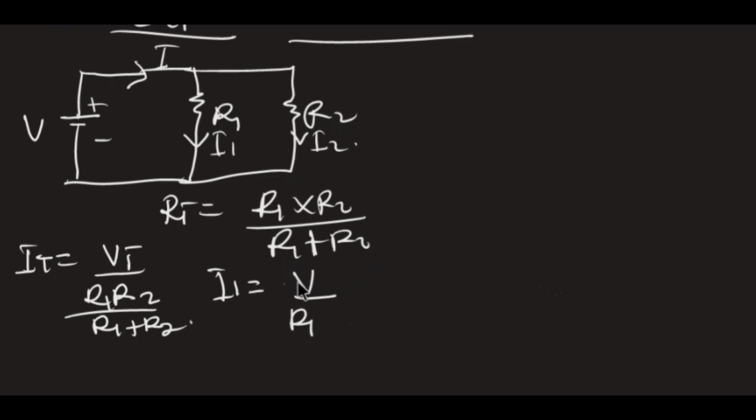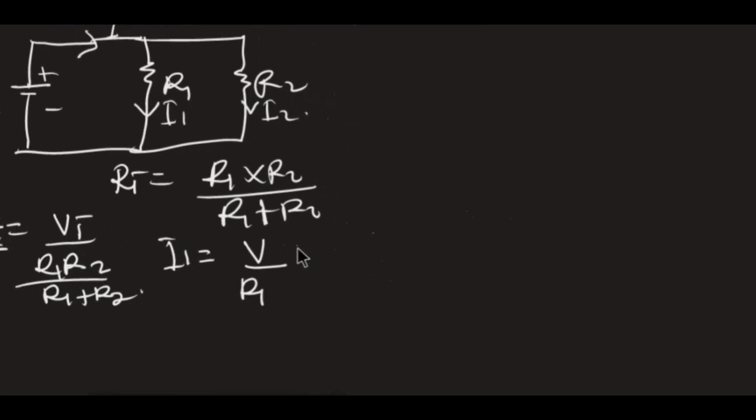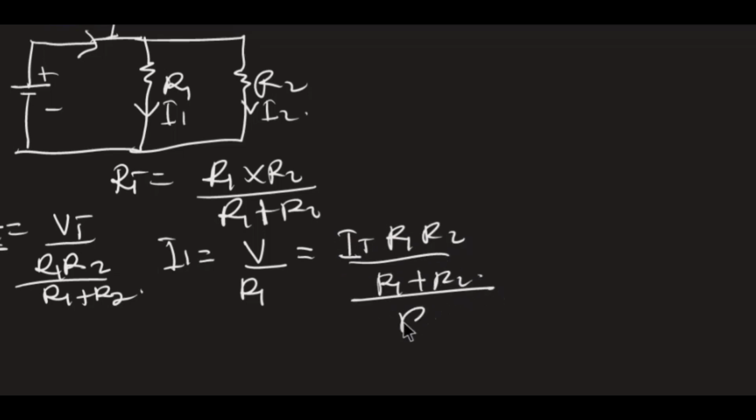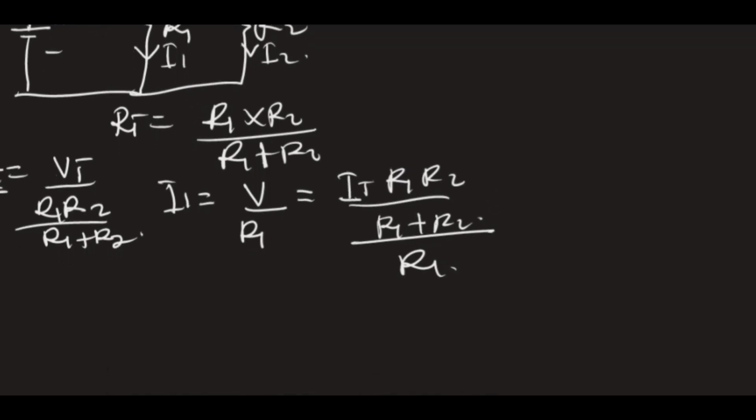So my V from the initial formula is going to be equal to what? My total current times this total resistance. So therefore, this V then becomes my total current, which is IT times R1 R2, all over R1 plus R2, and all this over R1. This is the current I1. If you want to find the current I2, it's similar.